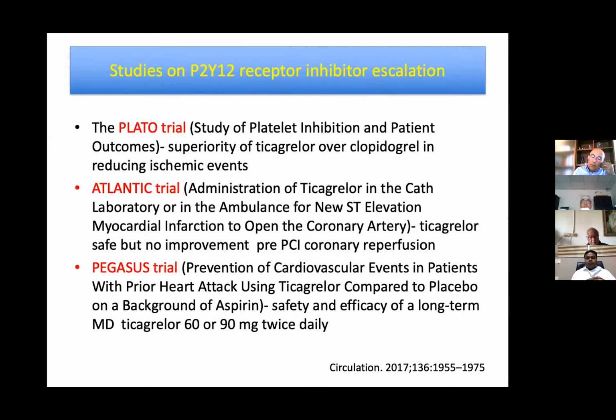In the PEGASUS trial, which studied patients who suffered an acute MI within the past 1 to 3 years, the safety of ticagrelor was well studied with a maintenance dose of ticagrelor, either 60 mg BD or 90 mg BD, and one third of the patients had already received a loading dose of clopidogrel in this trial.